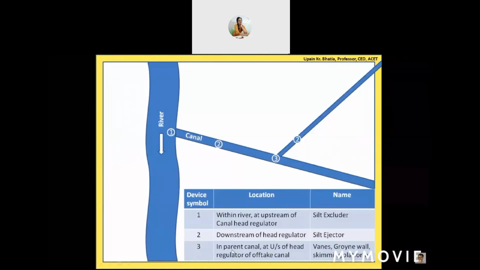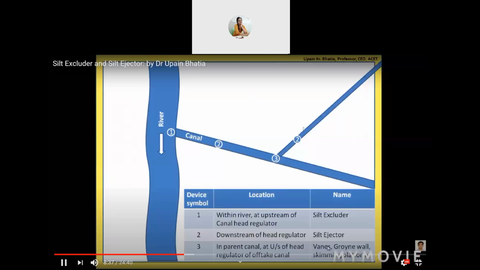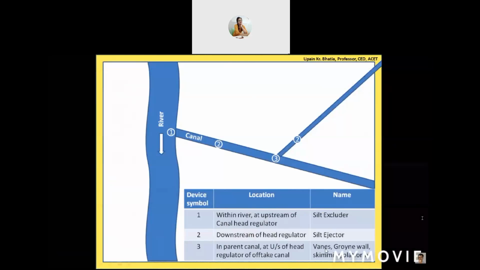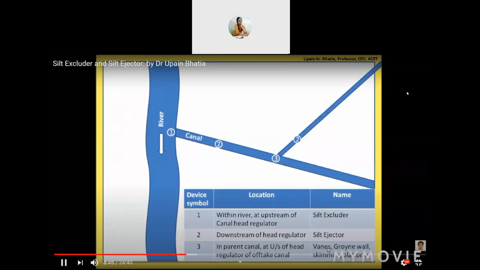Third is in parent canal. This is the parent canal. So this is within the parent canal, but on the upstream of the head regulator of off-take canal. So this is the off-take canal. Here we are going to provide the device on the upstream side of the head regulator. Okay, so this is device symbol 3. So here the name of the device is either vanes, groin walls or skimming platform. There are 3 different devices. We will be discussing them all one by one in this lecture. So we can provide either vanes or groin wall or skimming platform.